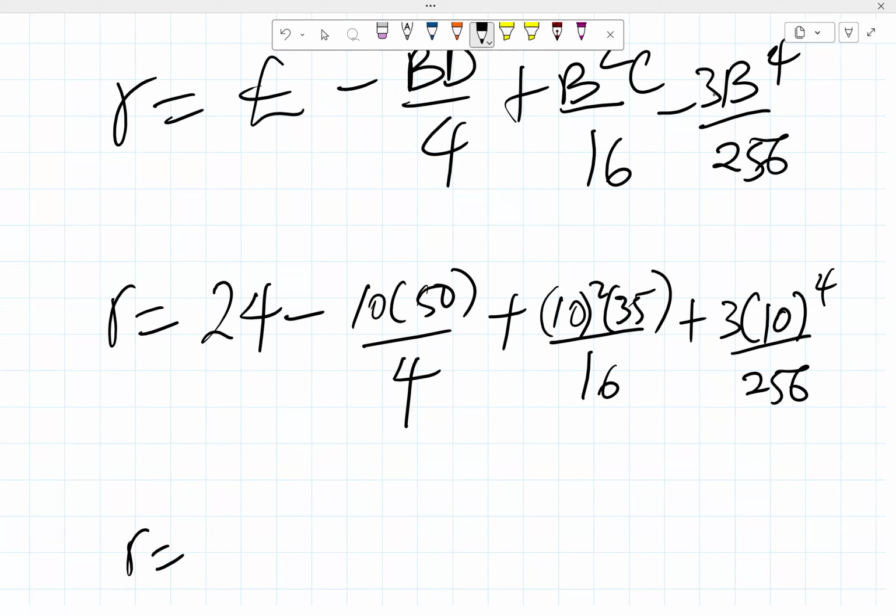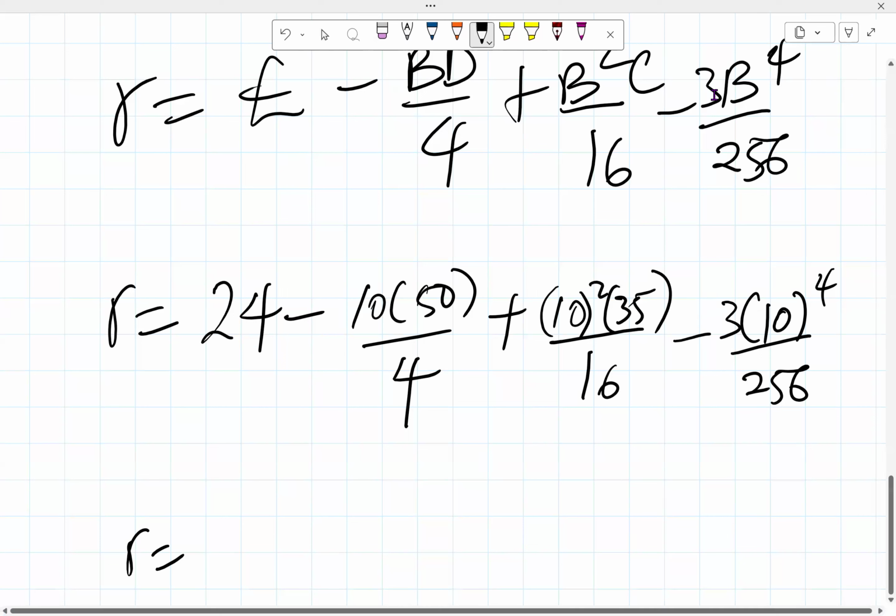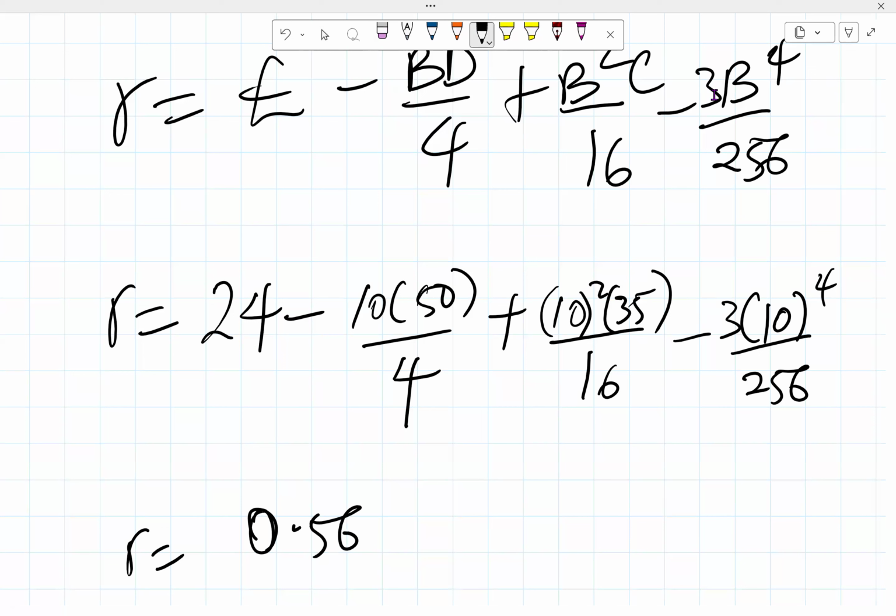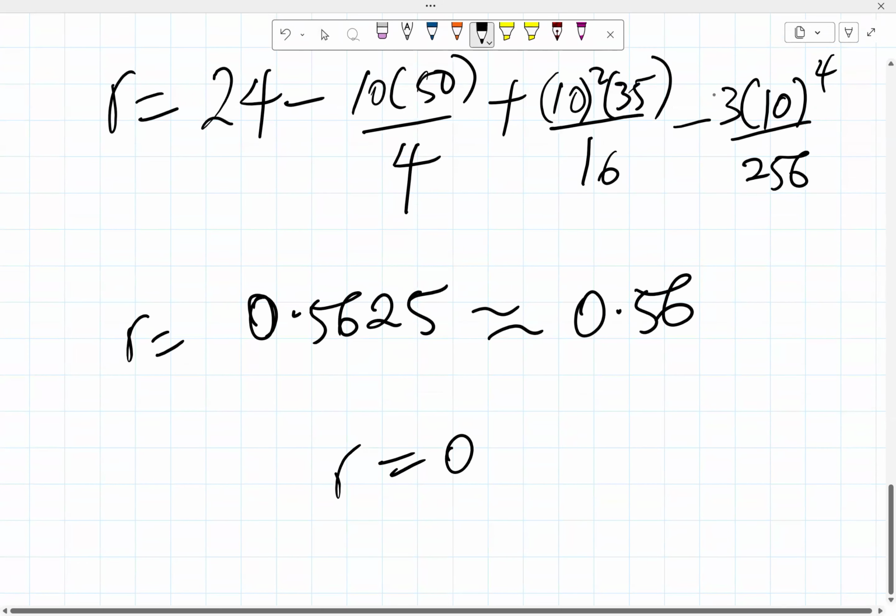30,000 divided by 256. So again, 24 minus 500 over 4 plus 3,500. This is minus. This is minus. So you see all the sign troubles. It's very important to pay attention to them. So 24 minus 500 over 4 plus 3,500 over 16 minus 30,000 over 256. So R is 0.5625. Okay, so we can approximate that to 0.56. So R is approximately 0.56.